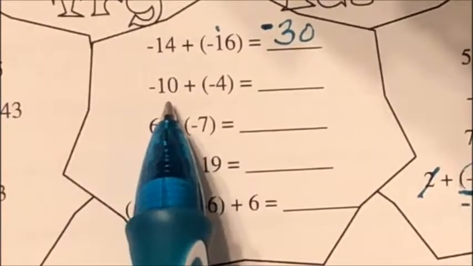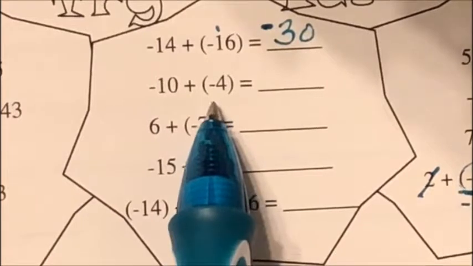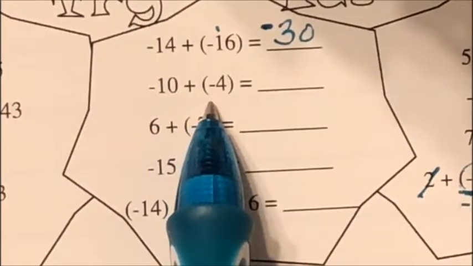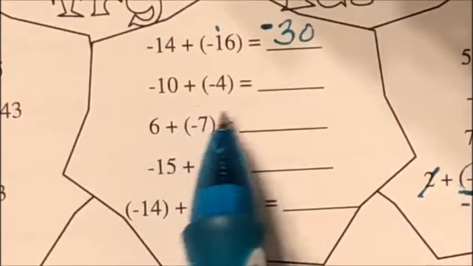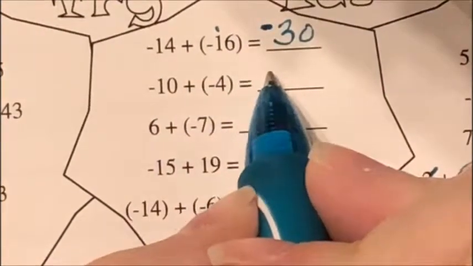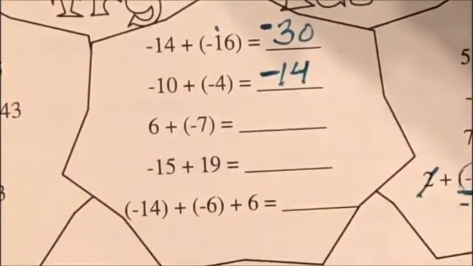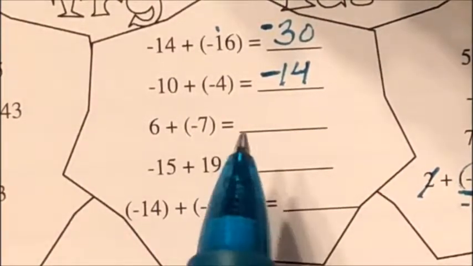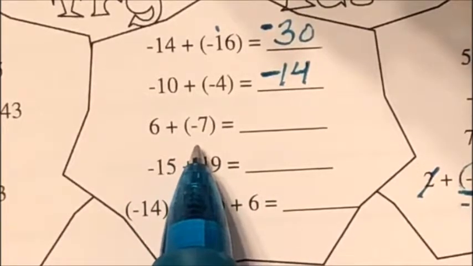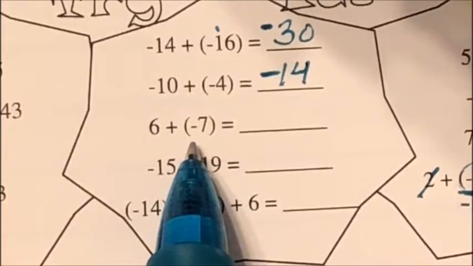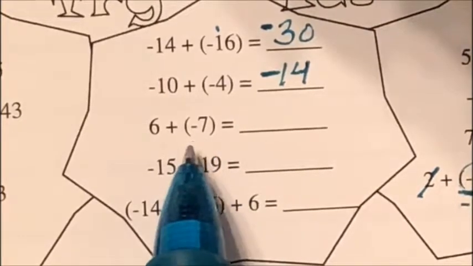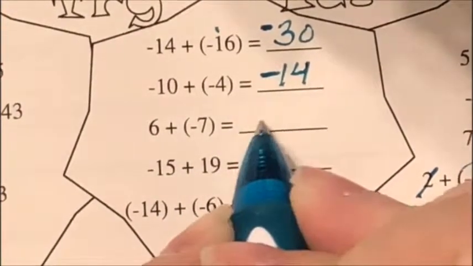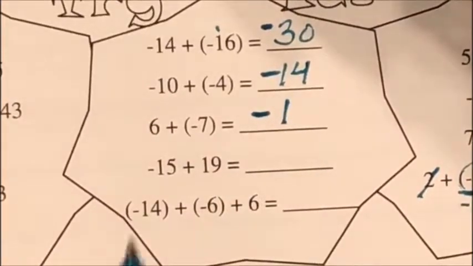Okay. Next one I have is negative 10 plus negative 4. Again, same signs. I add them together. 10 plus 4 is 14. Both are negative, so my answer is also going to be negative 14. Okay. 6 plus negative 7. Different signs, so I subtract their absolute values. 7 minus 6 is 1. 7 is bigger and it's negative, so my answer is negative 1.